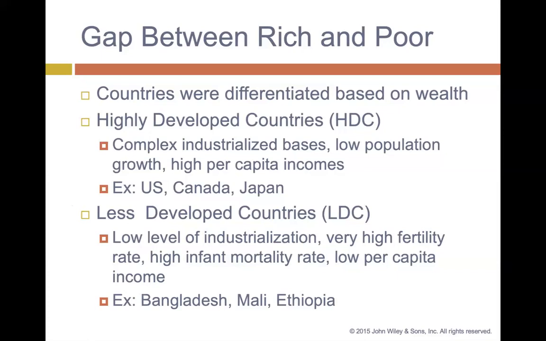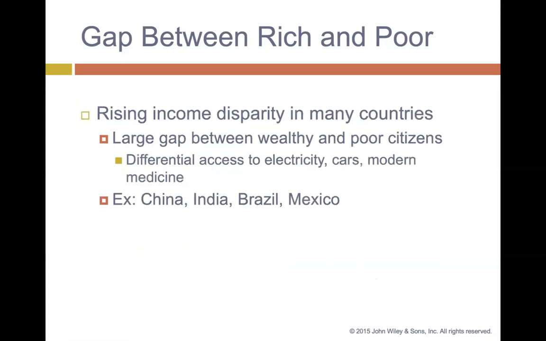And we look at less developed countries as having a low level of industrialization, very high fertility rate, high infant mortality rate, and a low per capita income. Many of these countries, unfortunately, are in Africa. Others include Bangladesh, Mali, and Ethiopia as an example.